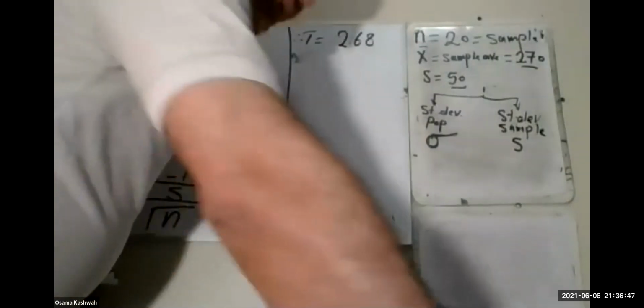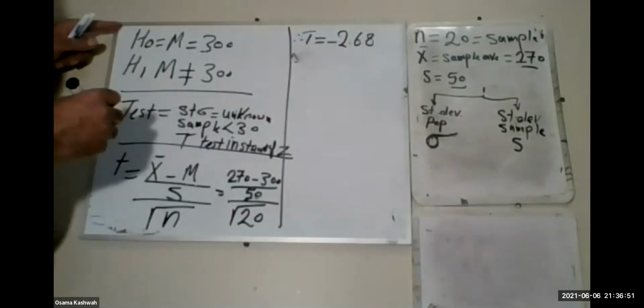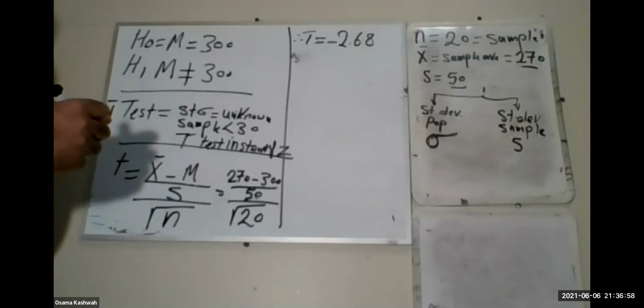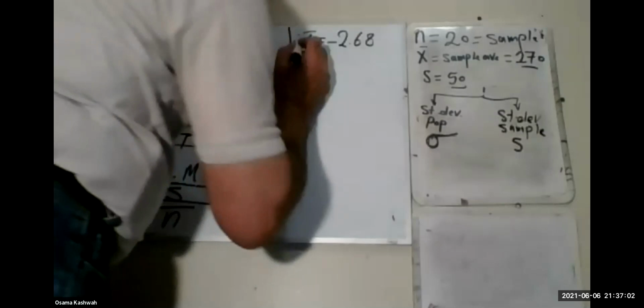So it's minus 2.68. Now this is the first one. Hypothesis null, putting the formulas or putting the hypothesis, using the test. Then we use the test. Then after that, compare.